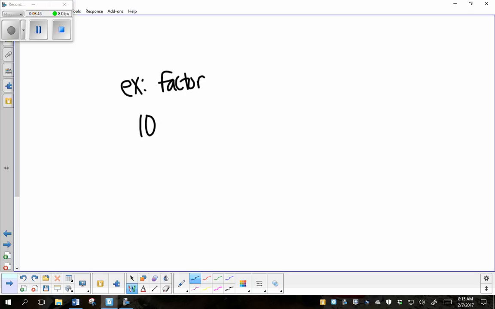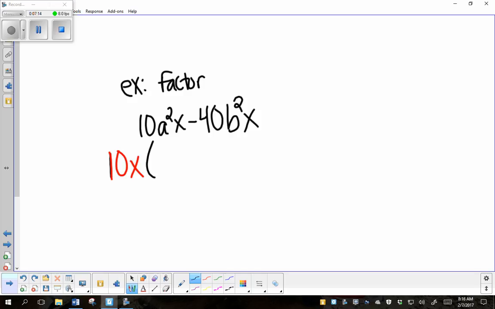So we're going to try factoring 10a squared x minus 40b squared x. So think about what your first step is right here. Look back up at what our first step is. Right now, we can factor something out of both of those terms, right? I can factor a 10 out of both of those numbers, and I can take an x away from both those terms. So I'm going to factor out 10x. I'm left with a squared minus 4b squared. I divided each of the numbers by 10, and I took the x away from each of those terms. That's how I got what was in there.